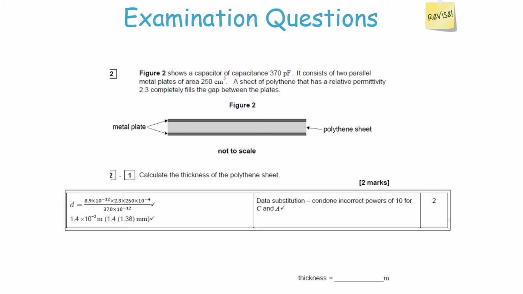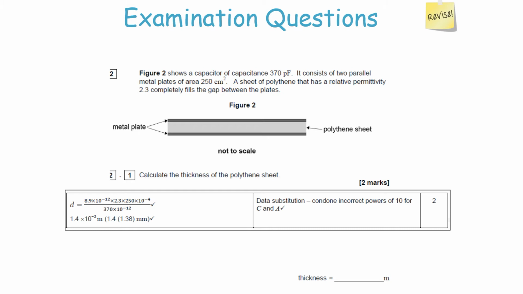Well, 8.9 times 10 to the minus 12 is the permittivity of free space. We know 2.3 is the relative permittivity given in the question. We know that the area is 250 times 10 to the minus 4 because centimetres to metres is 10 to the minus 2, so centimetres squared to metres squared is 10 to the minus 4. And therefore you divide that by 370 times 10 to the minus 12. Now again, why is that? It's because pico is 10 to the minus 12. Pop all the numbers in and you get 1.4 times 10 to the minus 3 metres.